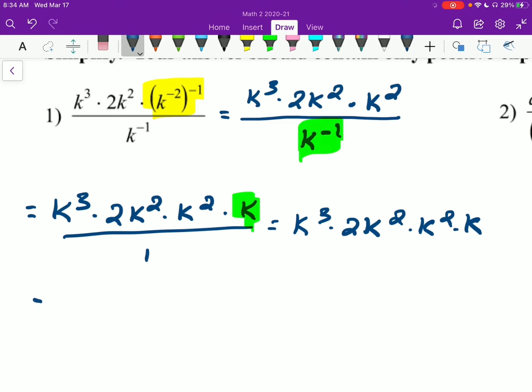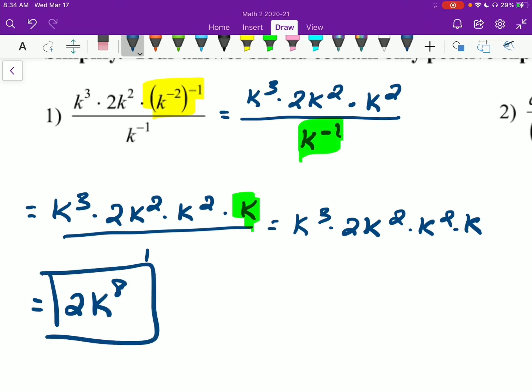Lastly, to finish up, we want to write this a little bit nicer. I'm going to write my 2 out front, and then I'm going to have a k, and I'm going to count how many k's I have. I have 3, 4, 5, 6, 7, 8 total k's. Did I just count that right? 3, 4, 5, 6, 7, 8. All right, 8 k's. So this would be 2k to the 8th.